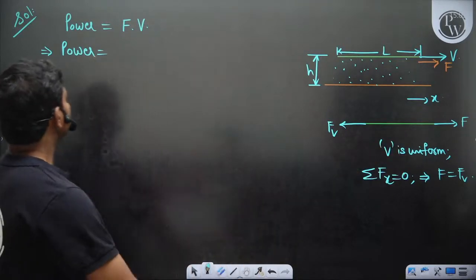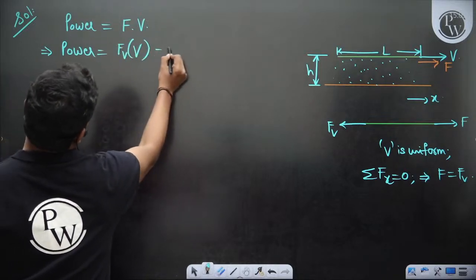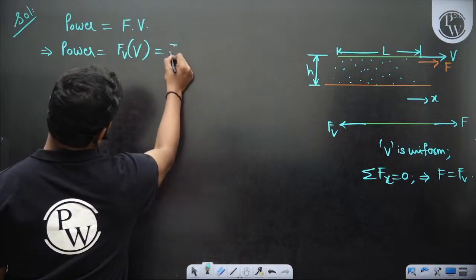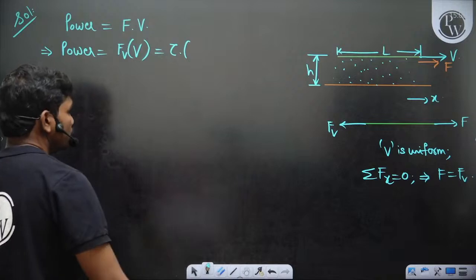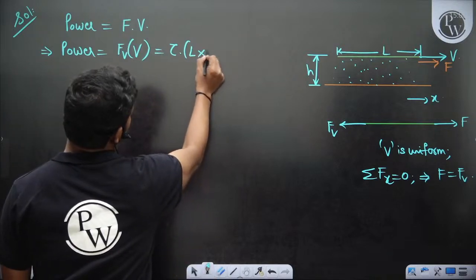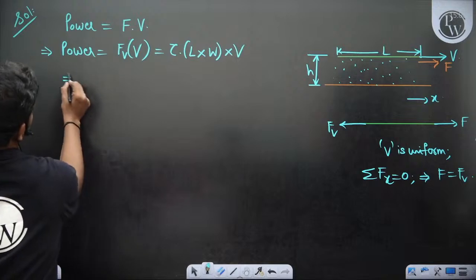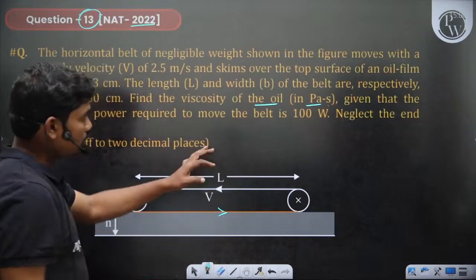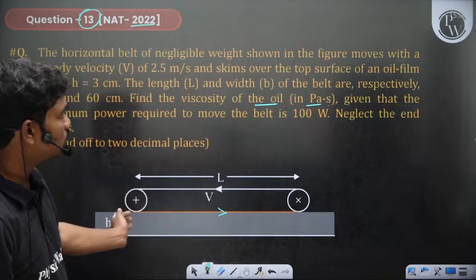So power is equal to viscous force into this velocity. How can you write Fv? The shear stress acting at the belt into the total area of contact, which is the length of the belt L, width of the belt W, into V. So P is equal to tau times that area times V. Now this is a plate, we want the viscosity, and there is no pressure gradient. Nothing is mentioned.